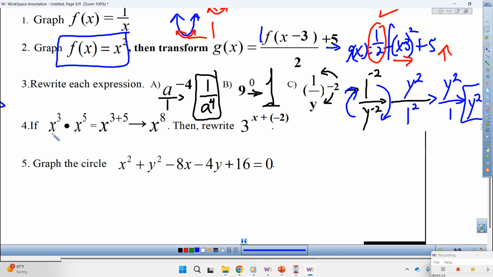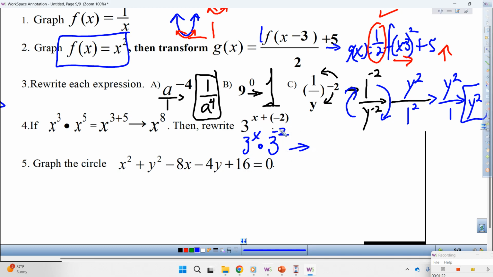Okay. Next, if x to the third times x to the fifth is the same as x to the 3 plus 5, which is x to the 8th, how can we rewrite this? Well, Mr. Q, this is 3 to the x times 3 to the negative 2.